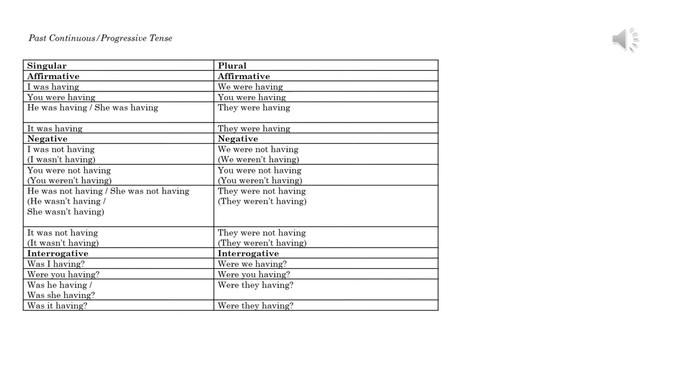Interrogative. Was I having? Were you having? Was he having? Was she having? Was it having? Were we having? Were you having? Were they having?